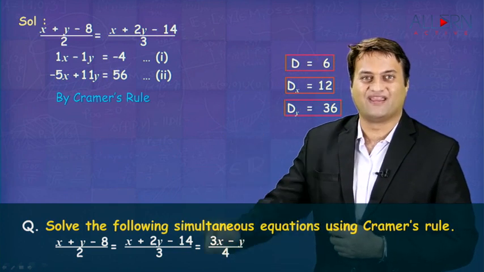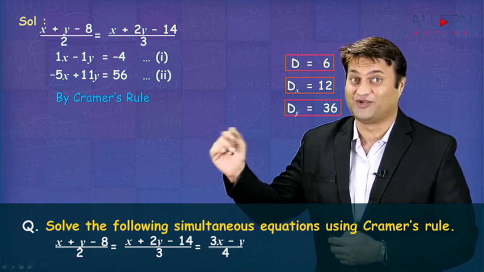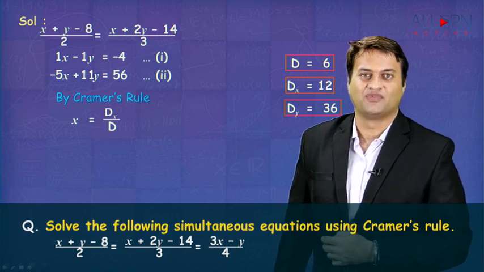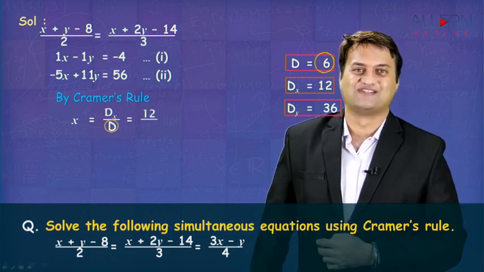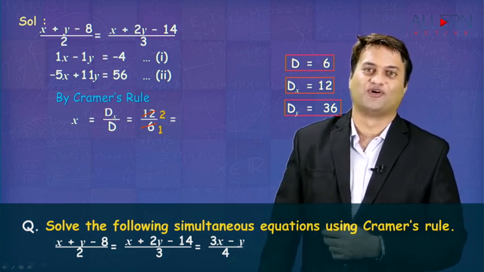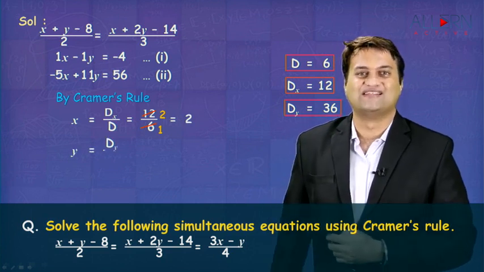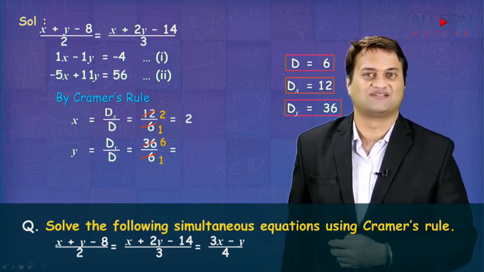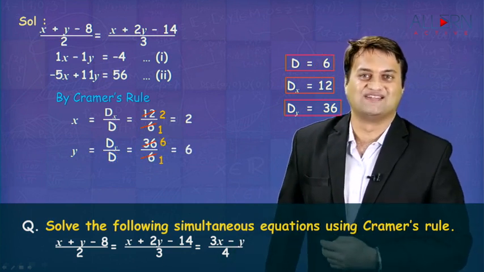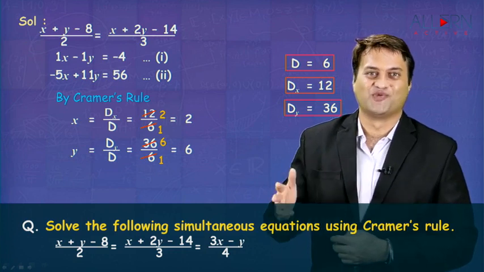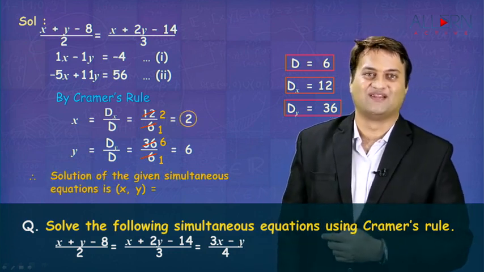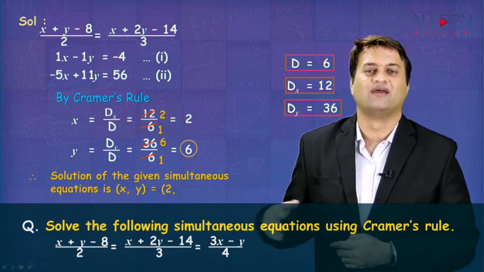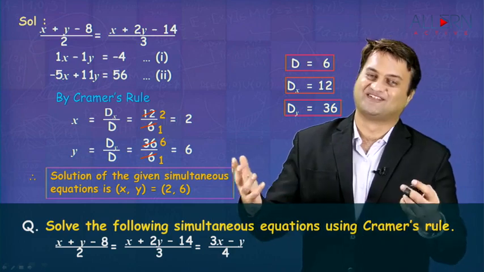Now let us apply Cramer's rule. By Cramer's rule, don't forget to write this in the exam. The formula to find x is dx upon d, which is equal to 12 upon 6, and 12 upon 6, as we all know, is 2. Y is equal to dy upon d, which is equal to 36 upon 6. 6 6s are 36, y is equal to 6. X is 2, y is 6. Don't forget to write the final answer, that the solution of the given simultaneous equation is x comma y, that is 2 comma 6. As simple as that.